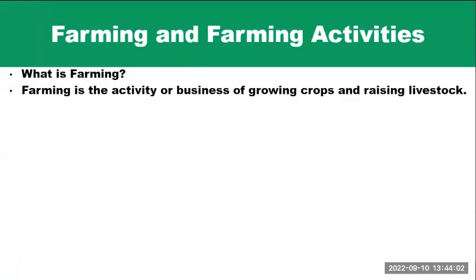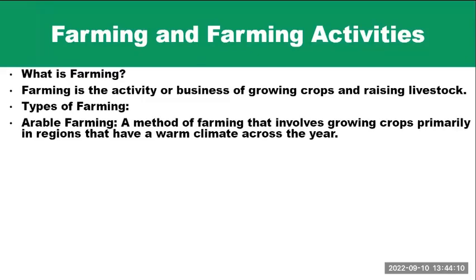Then let's look at farming and farming activities, okay? Now, what is farming? Farming is the activity or business of growing crops and raising livestock. That is what farming is about. Then we have types of farming, okay?